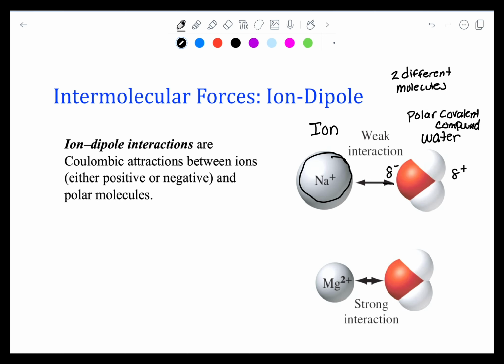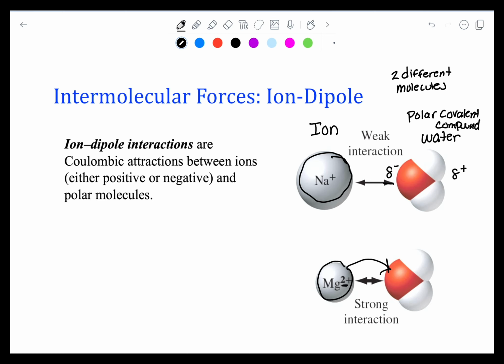So the smaller the ionic radius, the stronger the attraction is going to be, because we can get in closer proximity. So this Mg2+ can move in a lot closer to that oxygen than the sodium can. That's also because this has a 2+ charge, a stronger positive pull, so it's more strongly attracted to that negative portion of that water.